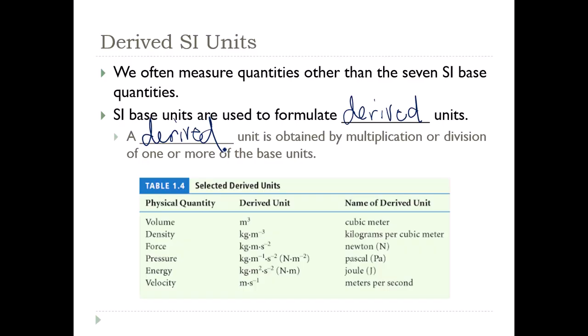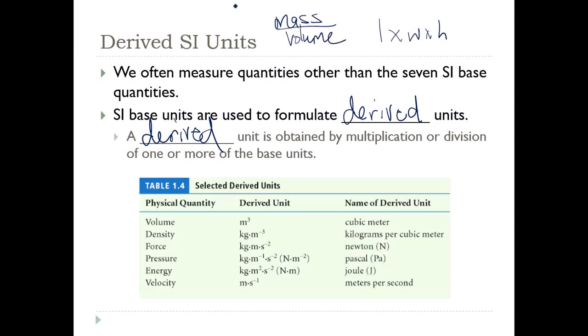So for example, volume of a cube, so length times width times height, all units of length or distance. The SI unit of length is the meter, so meter times meter times meter. So the derived SI unit is the meter cubed. Density is mass divided by volume.